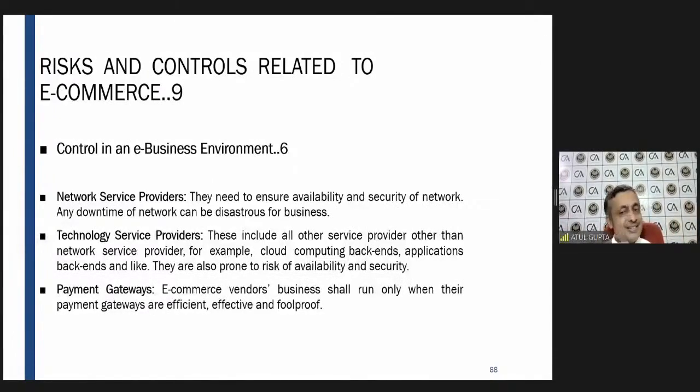Then network service providers, secured availability of network. Downtime can have a disastrous impact upon business. Downtime, I think we all understand. That was one addition that was done in chapter 1. I told you, very good addition, one of the parameters. Then TSP, technology service providers. This includes all others other than NSPs, for example, cloud computing backend. So again, they need to be secure and they must not have any downtime. Payment. So now it has to be foolproof.